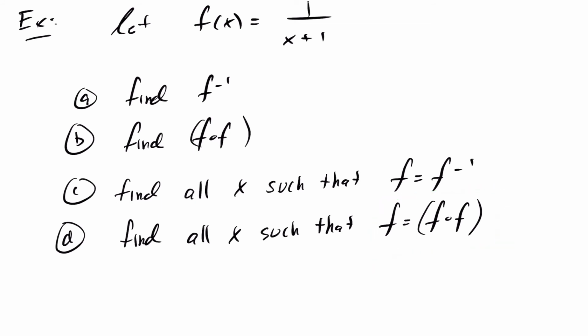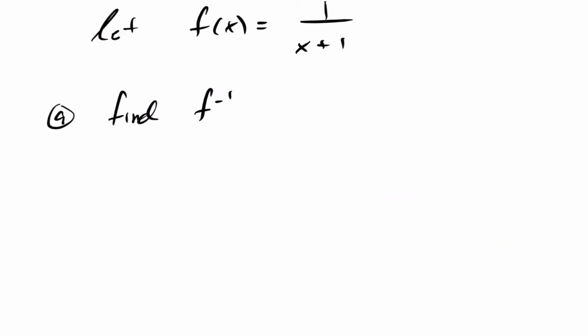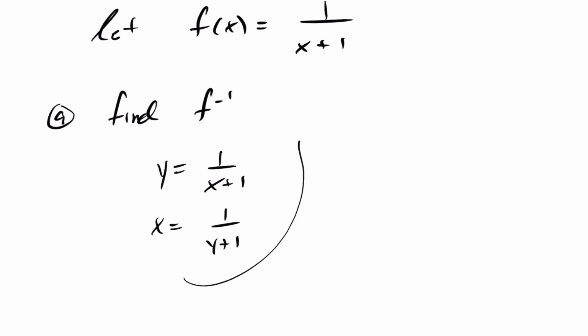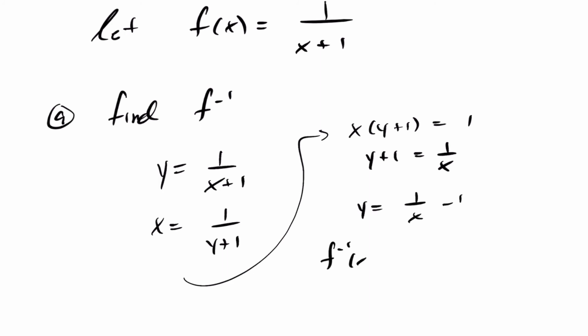So let's go ahead and take a look at these examples. For the first example here, we want to find f inverse. Same process. We're going to let y equal 1 over x plus 1. To calculate your inverse, you're going to interchange your x and y values. And again, I want to be able to get at this y value, so I'm going to multiply across by y plus 1. And then I'm going to divide by x. And finally, I'm going to subtract 1. So therefore, our inverted function, f inverse of x, is 1 over x minus 1.